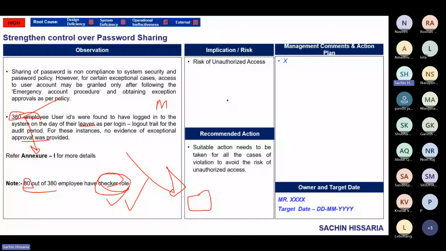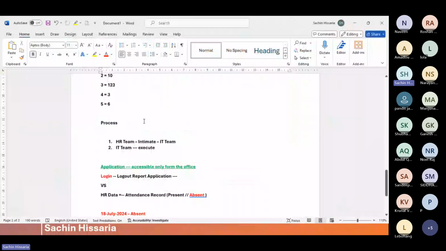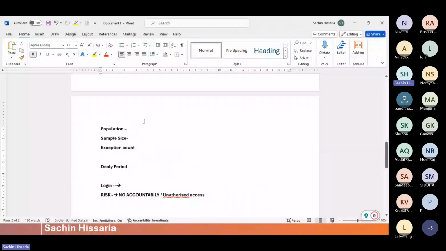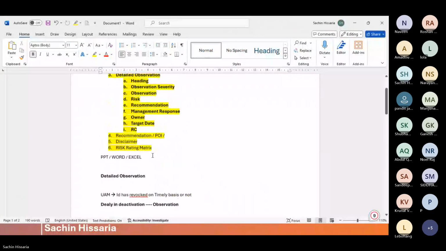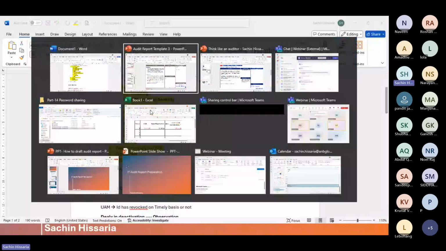So I hope this part is clear to everyone, how to write a detailed observation. This is clear: how to write a detailed observation and the observation heading. These two points are clear, everyone. Perfect. Now next is what, guys?